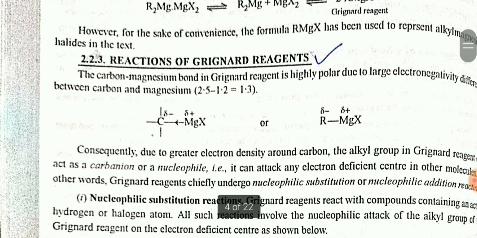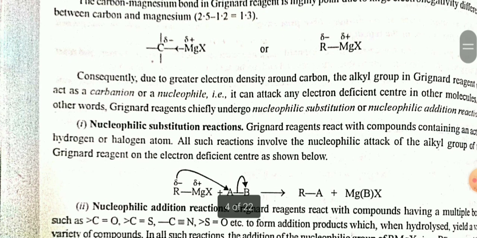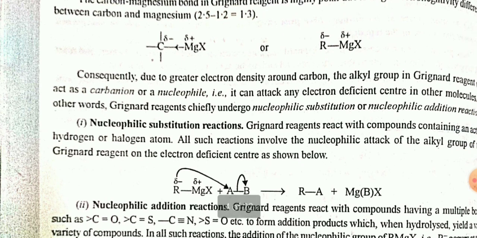Heading 2.2.3 Reactions of Grignard reagent. The carbon-magnesium bond in Grignard reagent is highly polar due to large electronegativity difference between carbon and magnesium, 2.5 minus 1.2, that is 1.3. Consequently, due to greater electron density around carbon, the alkyl group in Grignard reagent acts as a carbanion or a nucleophile, that is, it can attack any electron deficient center in other molecules. In other words, Grignard reagents chiefly undergo nucleophilic substitution or nucleophilic addition reactions.